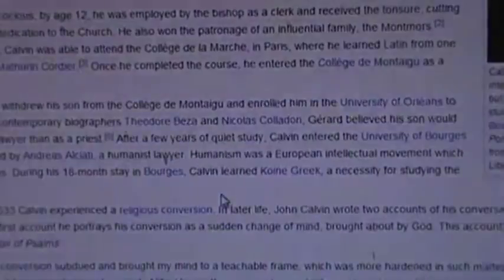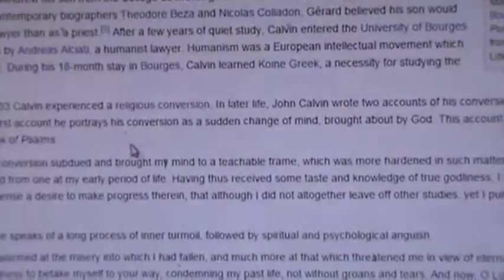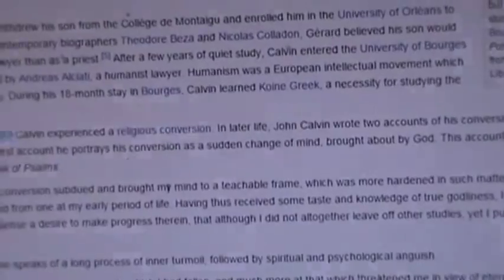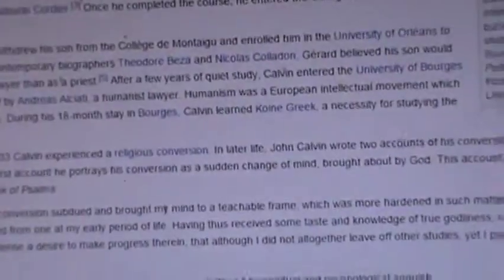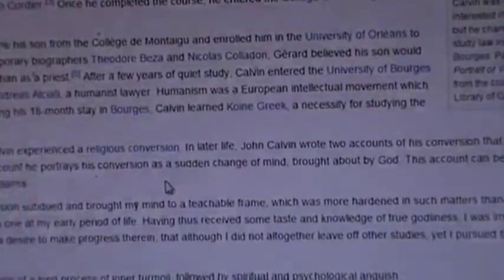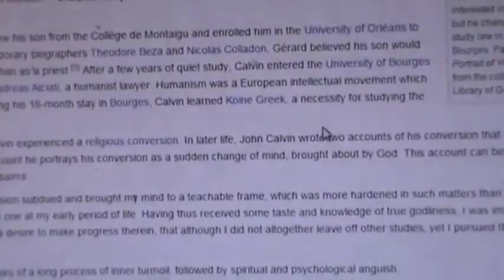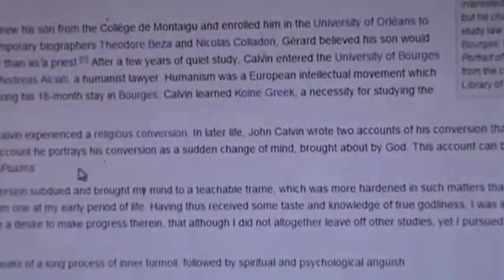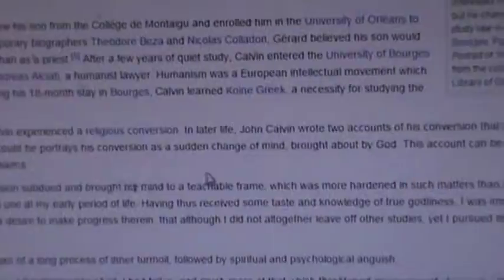So he learned Greek and Latin by now. Aha, so then he got a religious conversion in autumn, no less. Autumn divides by 3, and the year divides by 3. 1533. God, by a sudden conversion, subdued and brought my mind to a teachable frame.